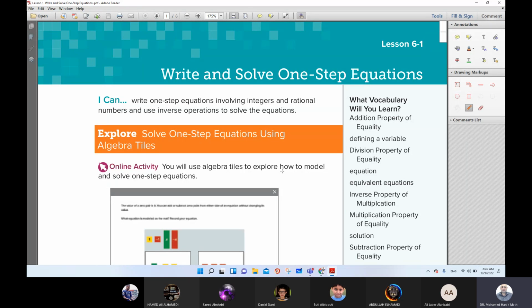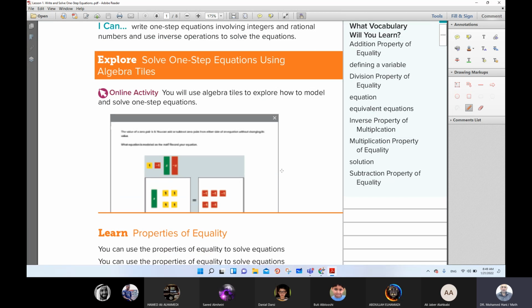Math grade 7. We are in module 6, lesson 1. Write and solve one-step equations. In this lesson, we want to write one-step equations involving integers and rational numbers and use inverse operations to solve the equations.